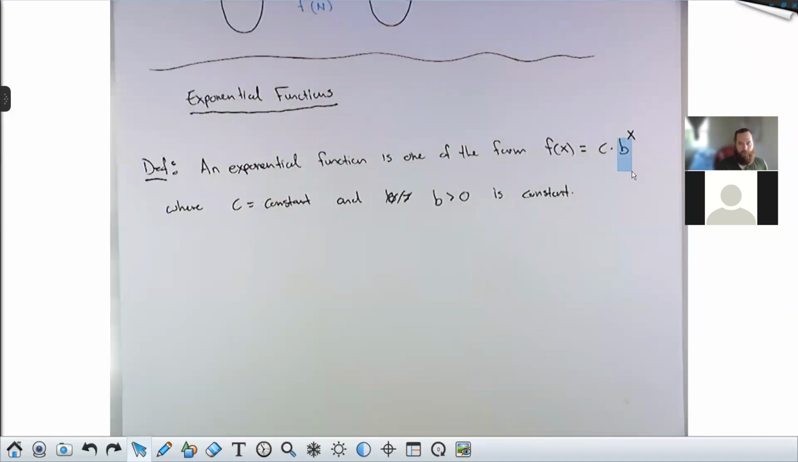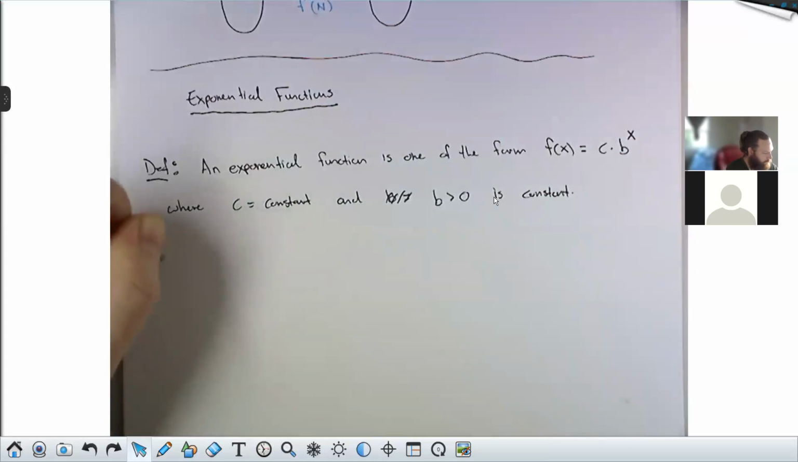The requirement that b is a positive number is just because if you use a negative number here for this constant, then plugging in different values of x, you can get into trouble, right? Like if you try to plug in 1/2 and b is -1, then you're going to get the square root of -1. We want these functions to be well behaved, so we generally require that this number b is a positive constant.